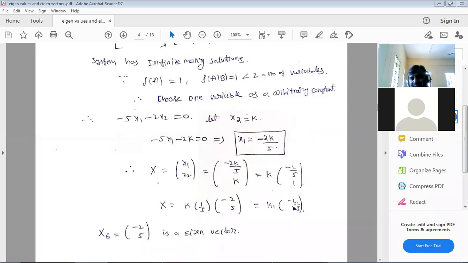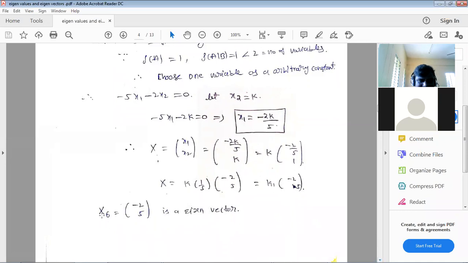Therefore, (-2, 5) is an eigenvector of the given matrix, and I am writing it in standard notation. What is the meaning of x6? x6 is (-2, 5). This vector I am generally writing as the eigenvector. You can take any constant multiple also, but for the purpose of the next topic I am using these vectors as the eigenvectors.